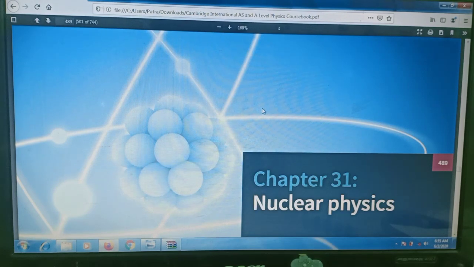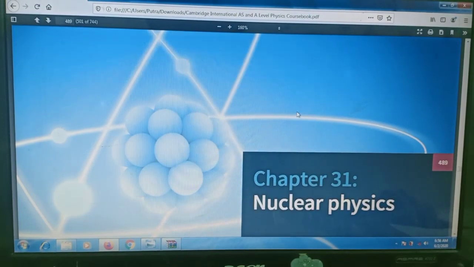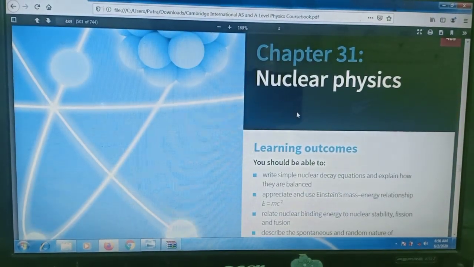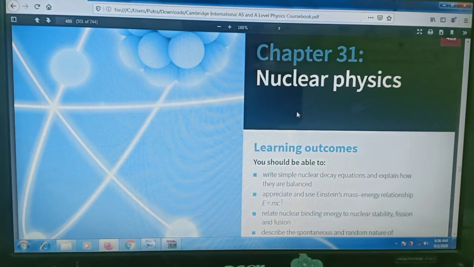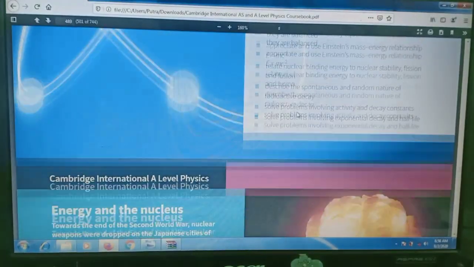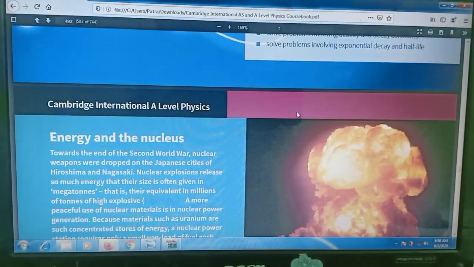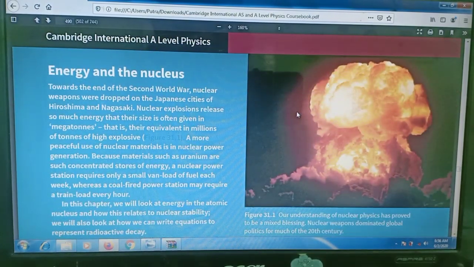This chapter is for A level, but it is related to the chapter that we just studied before, radioactivity. The chapter of nuclear physics, chapter 31, you can see it from your textbook page 489. You can also open your textbook while listening to me here. You can also have a cup of coffee or tea while listening to me.